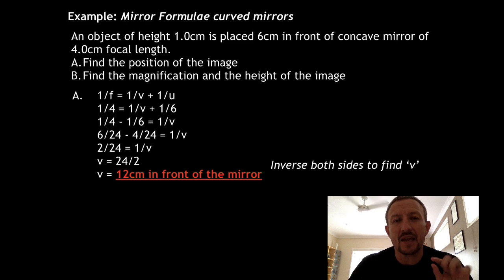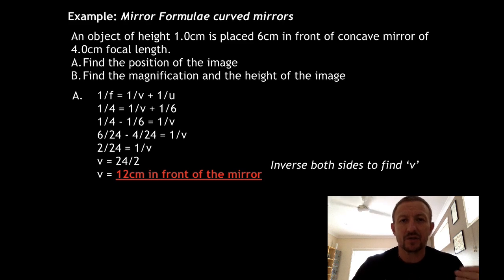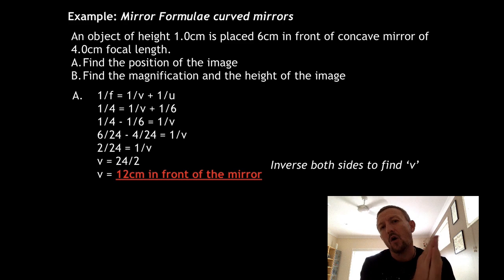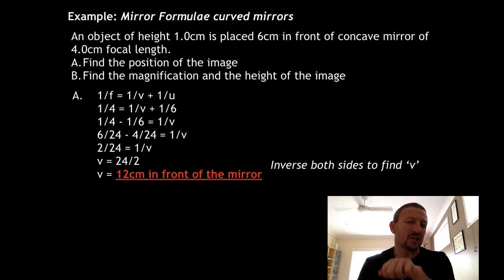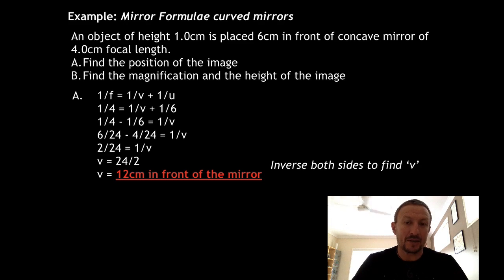Now note that the value there is a positive. Because it's a positive, i.e. there's no negative sign in front of it, it means it's a real image. So it's going to be on the same side of the mirror, so we'll be able to put a screen there and actually get an actual image.